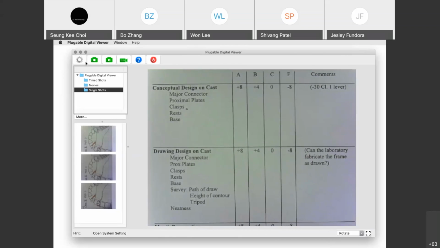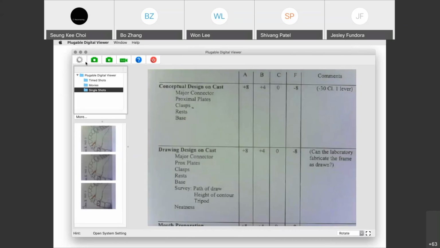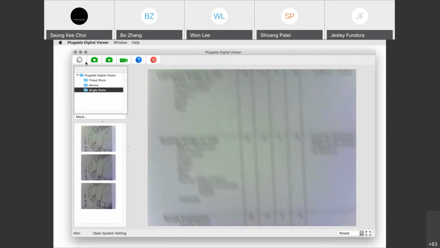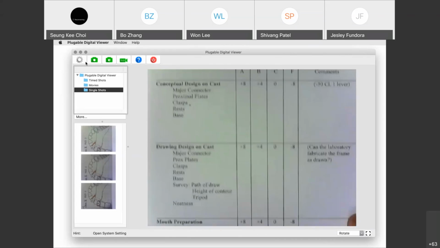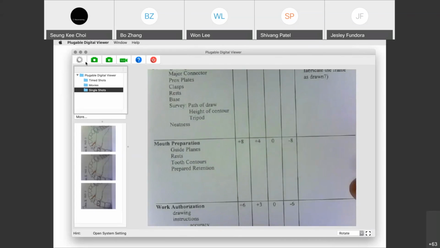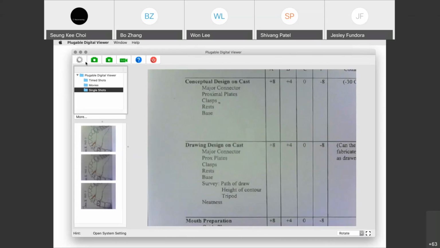Okay. Conceptual. Yeah, great question, and that's what I wanted to talk about too. Oh, yeah. Okay. So drawing on the cast versus conceptual design on the cast. Well, obviously, it's going to be on paper only. Conceptual design is the following.